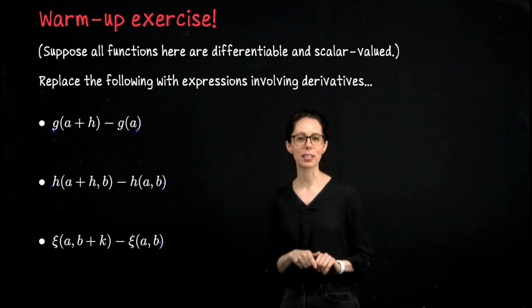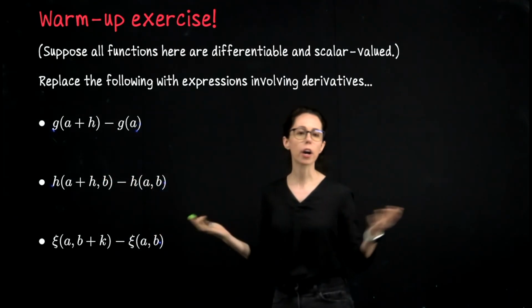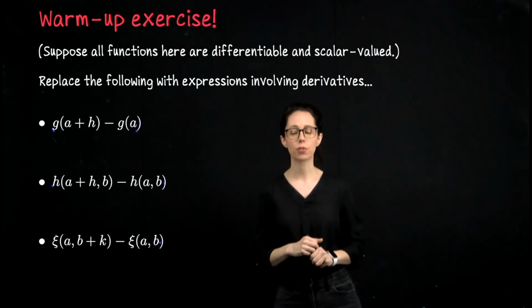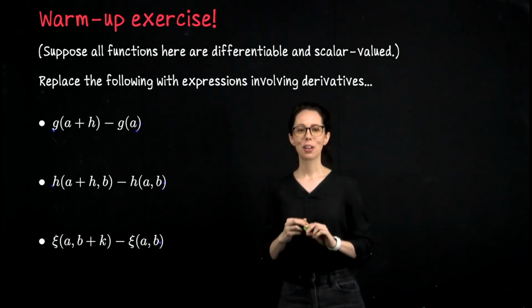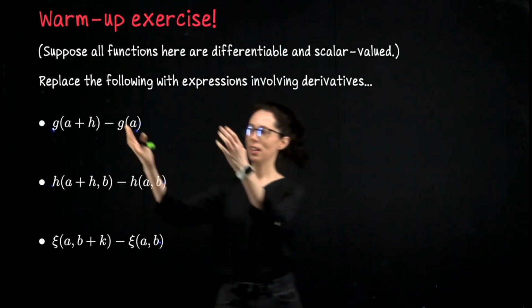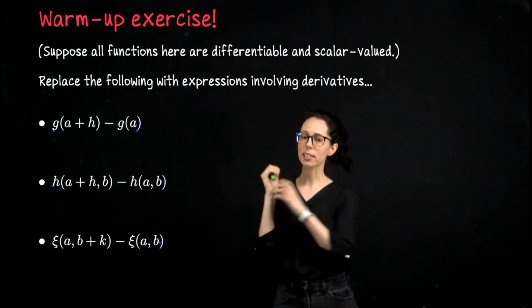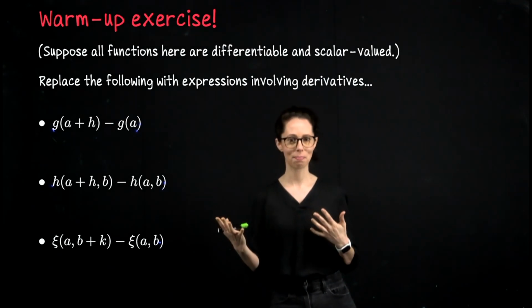I didn't write down very fancy hypotheses, but the idea is, say this function g is a function from R to R, which is differentiable. H and c are scalar-valued functions of two variables. In analysis, you often see a difference of outputs. So here, in this first example, we are looking at the difference between g at two points.